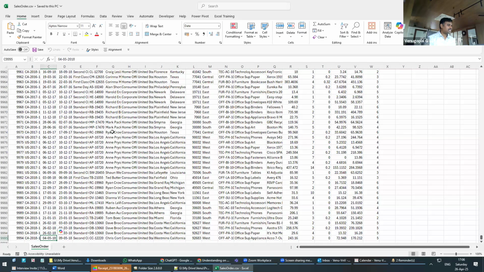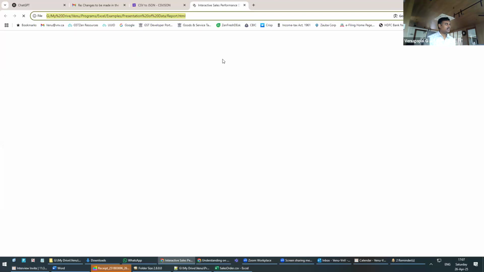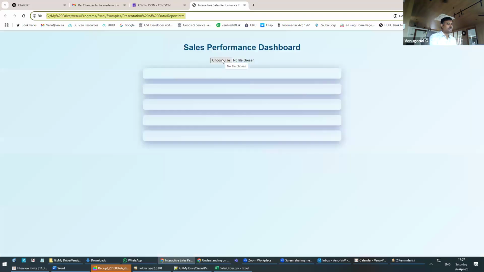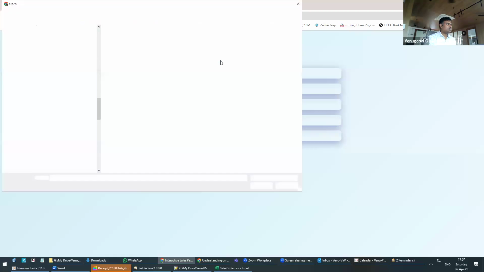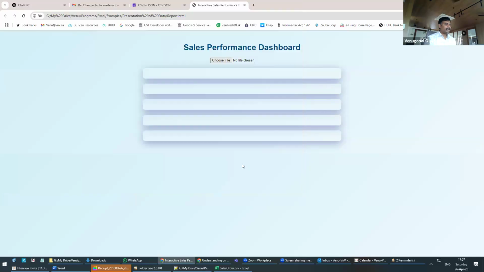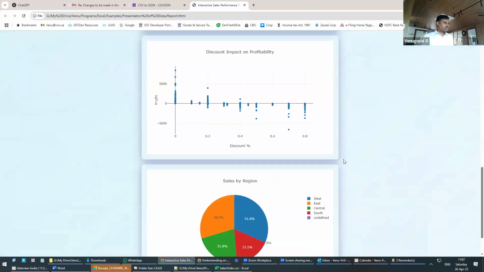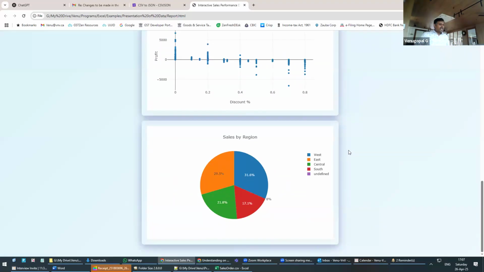What I have done with this Excel file is create a dynamic report. I have chosen the file, the sales order CSV, and I am saying generate. So it has generated a report, just some random report. Now you can create a report in different formats with different types of data. Let's work out how we do it.